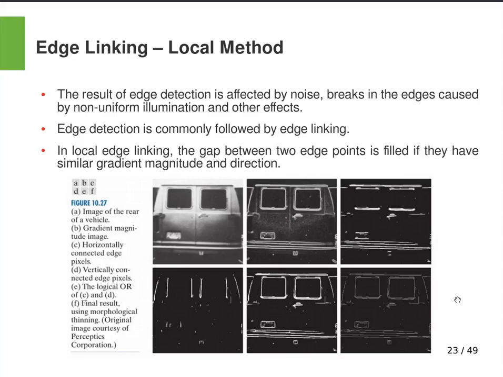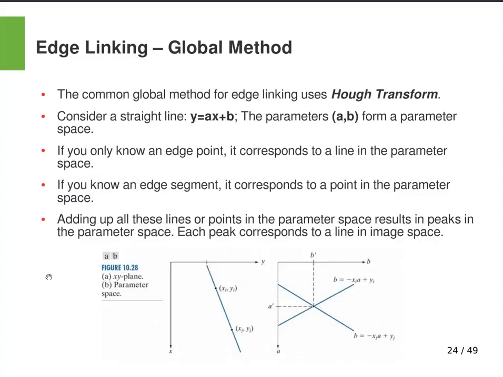As you can see here, we need to know some information about the edges beforehand. For example, here we knew that we wanted to connect all the horizontal edges together, or all the vertical edges together. But that is not something that we can always know, so there is a more general class of techniques used for edge linking. They are usually called global methods. The common global method for edge linking uses the Hough transform.